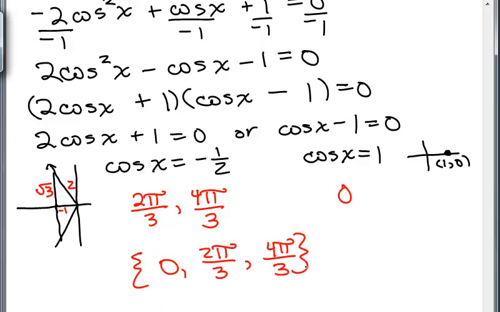And of course, it's always a good idea to check each solution in the original equation. Now, I've been doing this algebraically, but even if you plugged it in a calculator, put it in radian mode, take your original equation and plug in one at a time, at least you could see whether the left and the right-hand side were the same number once you simplified. So let's just check one of these algebraically. How about we do the 4 pi over 3?